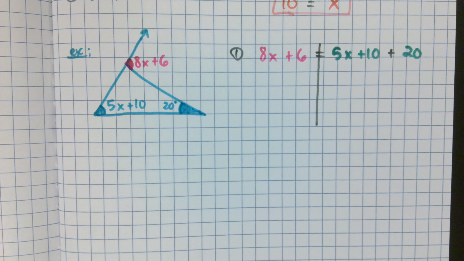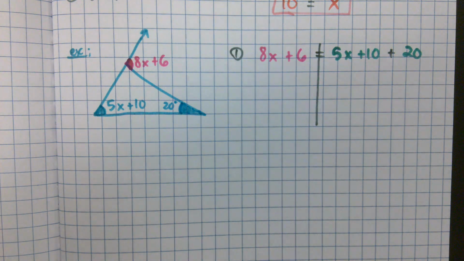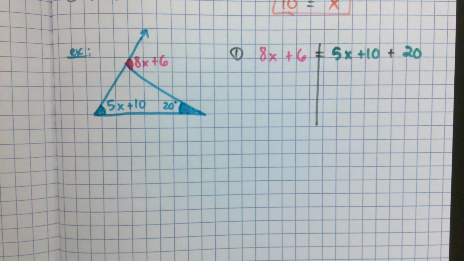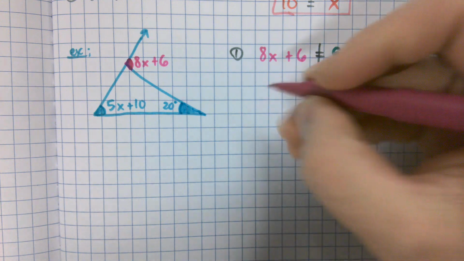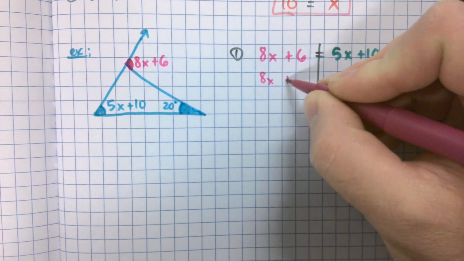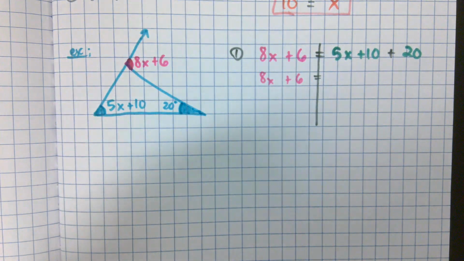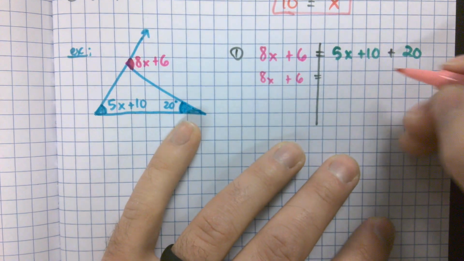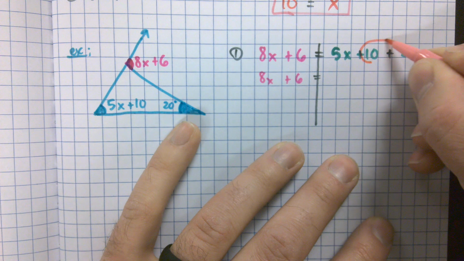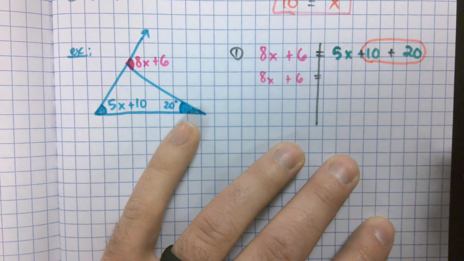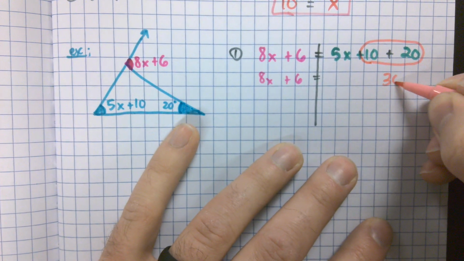So this one's going to give us a little bit more to do because we've got variables on both sides. But that's okay. We know how to do this. What was my step 2 that we wrote up there? Combine like terms. What can I combine here that are like terms? 10 and 20. That gives me 30.